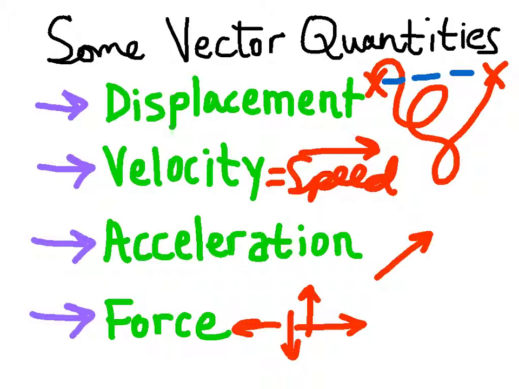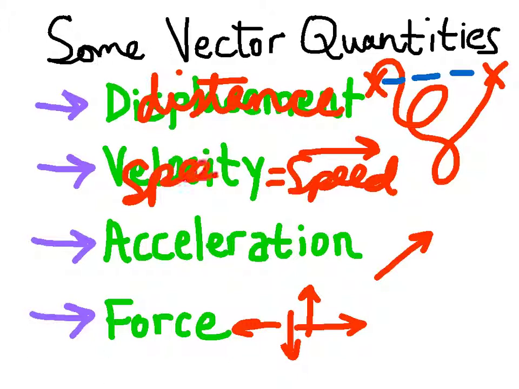You may see some associations with these with their scalar quantities, like displacement. Don't get it confused with distance. That is just a scalar quantity. It's how far you've gone. Or velocity, don't get that confused with speed. It's just a scalar quantity. It's just how fast you're moving in no particular direction.